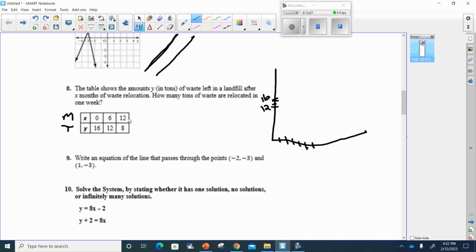Then it says in 12 weeks, right? So this is 6, 7, 8, 9, 10, 11, 12. So the first one's somewhere around here, 1, 2, 3, 4, 5, 6, and we said that's going to be about right there. And then the next one we said was going to be at 12 months, and it would be dropped to 8. So that drops another 4.